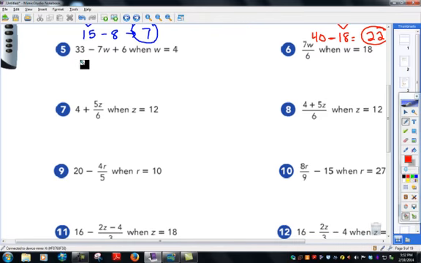This one's the same way. We're going to turn this into a numeric expression. 33, that doesn't change, minus 7. Since it's 7w, that means 7 times whatever w is. That's 4 plus 6. I hope you guys are seeing how I'm taking this and rewriting it as a numeric expression.